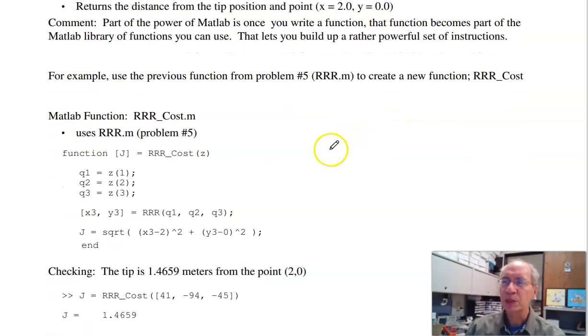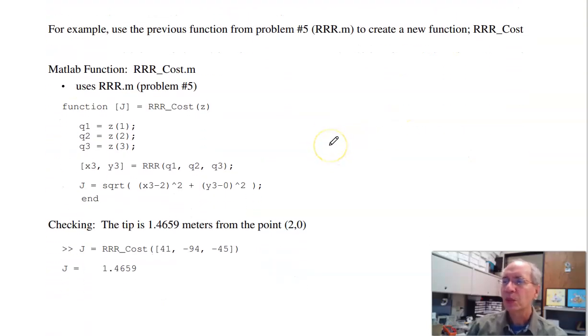So to do that, what I'm going to do is create a new function. One of the powers of Matlab is once you create a function, you can use it. I just created the function RRR. I pass it the angles, it returns the tip position. I want to create a new function. I'm going to pass a vector that contains the joint angles. I'll calculate the position, then return the distance from the tip to 2, 0.